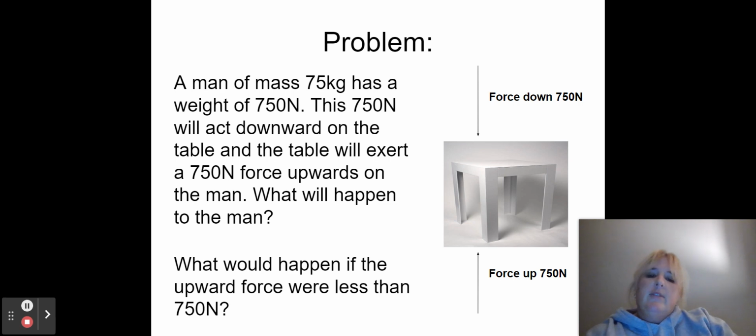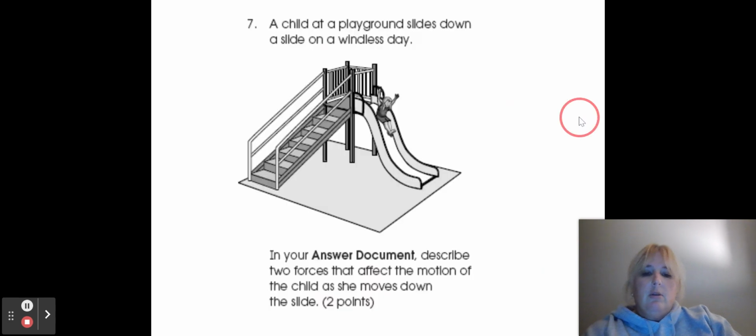So here we have 750 newtons down, and the table's 750 newtons up. They are equal and opposite, so we would say the forces are balanced, and there would be no change in motion.